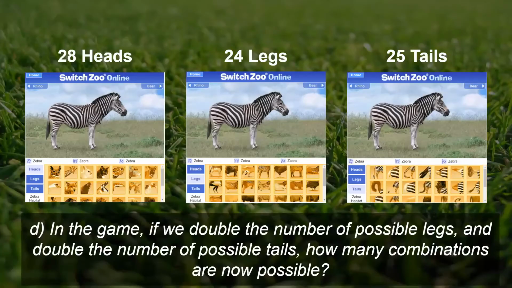All right. In our next scenario, if we double the number of possible legs and double the number of possible tails in the game, how many combinations are now possible? So instead of 24 legs, we have 48, and instead of 25 tails, we have 50. Now we can do a table and we can draw a tree diagram, but imagine how much time that would take drawing all of those combinations out. This is where our trick can come in handy by multiplying each of the options we have.